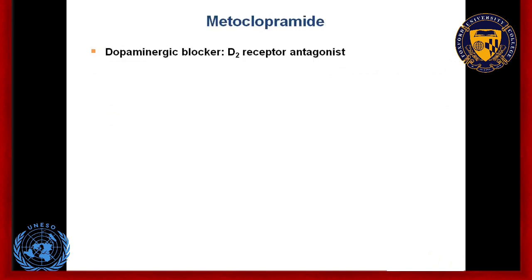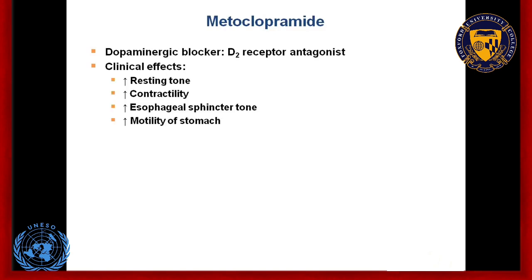Metoclopramide is a D2 receptor antagonist, which works to increase the resting tone, contractility, lower esophageal sphincter tone, and motility of the stomach. It belongs to a family of drugs known as prokinetics. It does not influence the colon transport time. Metoclopramide is useful in diabetic and post-surgery gastroparesis. Remember, this drug is a D2 antagonist, just like another very important class of drugs, the typical antipsychotics.